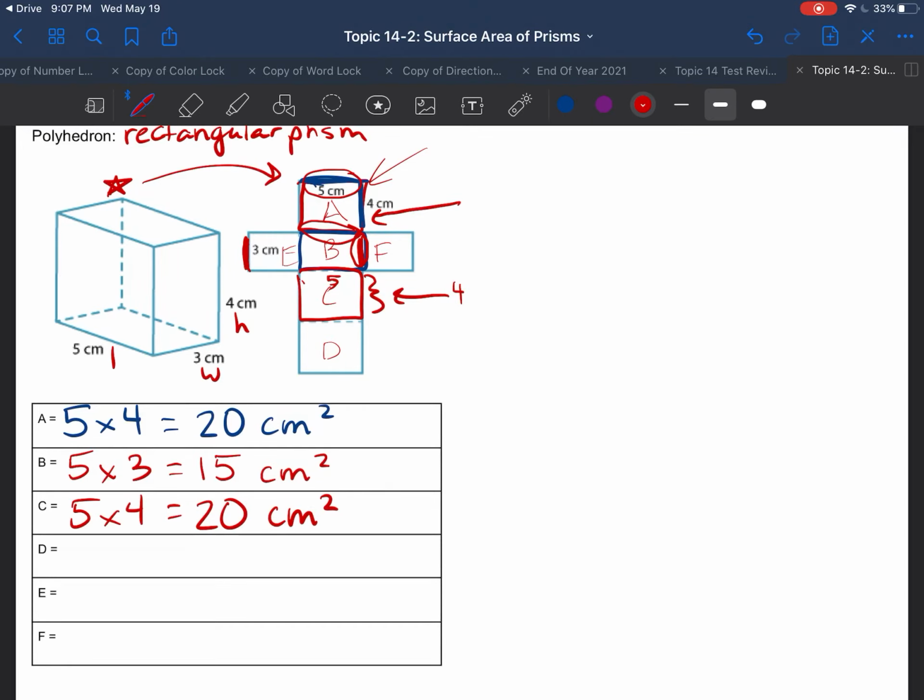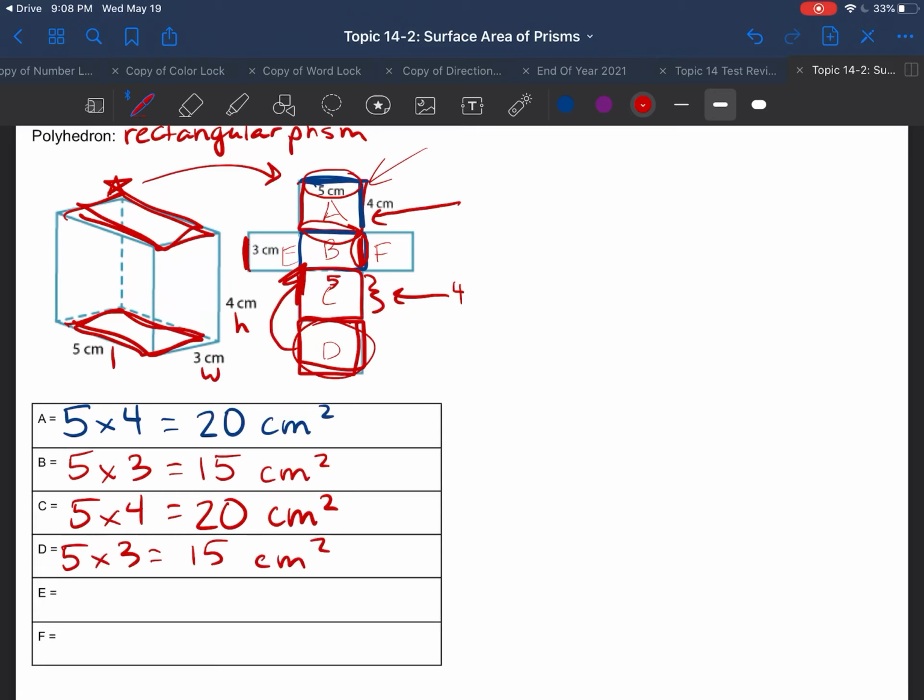All right. And then we have D. D looks like it should be the same as A and C, but it's actually very misleading. Okay, because if you were to fold this up, D would be like the roof. It would fold on top, so it would be right above B. So actually D and B are equivalent. This is B right here, the base right there, and D would be right on top as the roof. So they have to be the same. So D is the same as B, which is 5 times 3 to get 15 centimeters squared.